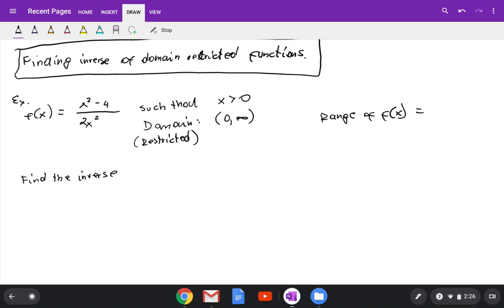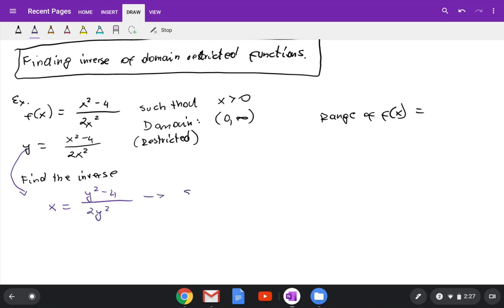Okay, so we follow those 3 steps. I will just follow 2 steps. I will leave checking for you guys. So f of x, again, is the same as y. So we have a function y equals (x squared minus 4) over 2x squared. Find the inverse. So first we're going to interchange the variables. What used to be y will become x. What used to be x will become y. So we have y squared minus 4 over 2y squared.